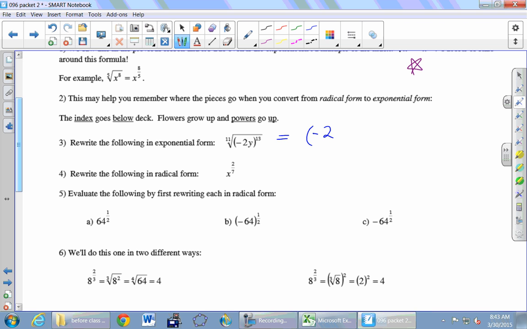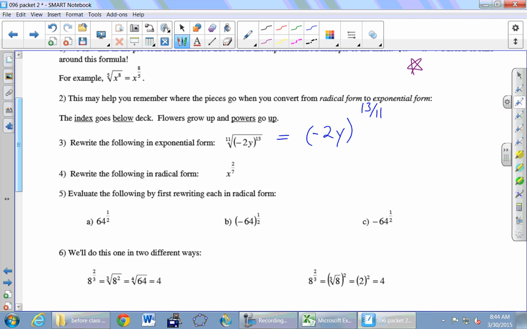Okay, so we'll start with this -2y. Make sure it's in parentheses. It was in parentheses before. It still needs to be there. Is it 11/13 or 13/11? 1 vote for 13/11. Other votes? Okay, so just make sure we put it in the right order.